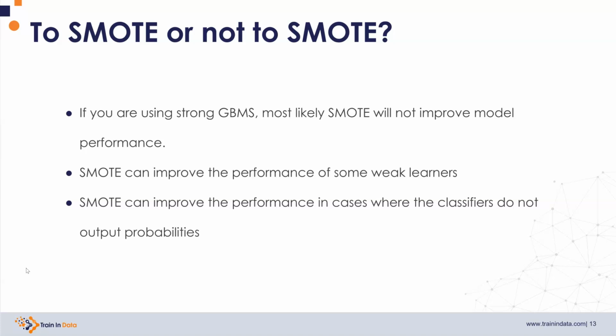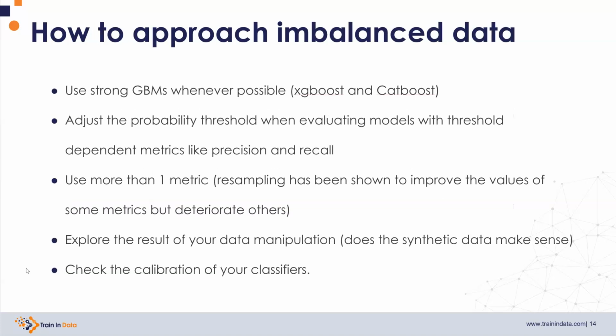But there's been a lot of evidence, and this article that did the systematic review also confirmed, that SMOTE can improve the performance of some weak learners, and in particular, SMOTE can be useful to improve the performance of models that do not actually output probabilities, like for example the support vector machine of sklearn, which only returns the class. So in those situations where we don't have probabilities and we cannot play with the threshold, then SMOTE can help improve the model performance. So how should we approach working with imbalanced datasets?